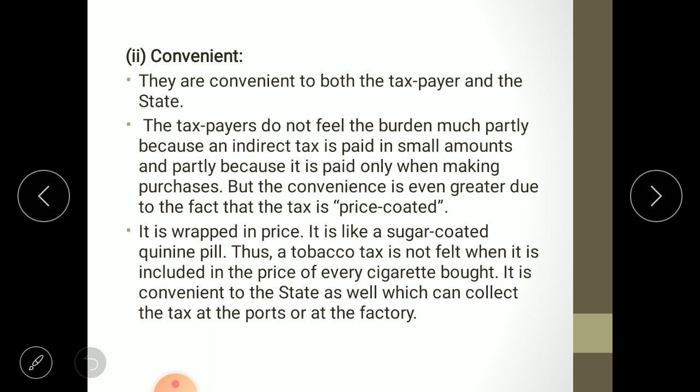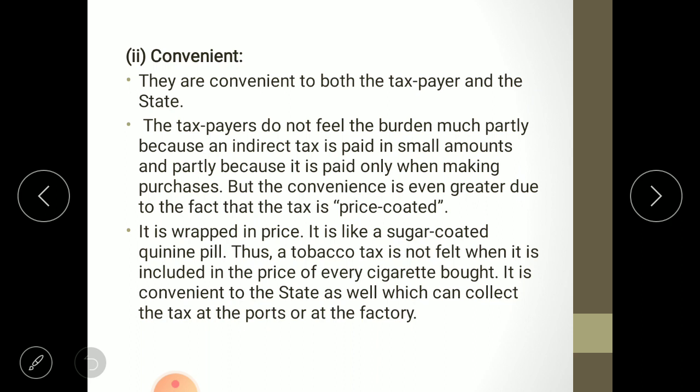You are making payment of price and you are making payment of taxes. Thus, a tobacco tax is not felt when it is included in the price of every cigarette bought. It is convenient to the state as well, which can collect the tax at the ports or at the factory. Just because the tax is price quoted, it is very convenient for the taxpayer and for the tax collector. Taxpayer, why? Because when they are making the purchase, at that point of time there is a tax payment, no experts are required to understand the tax system and to make the tax payment.